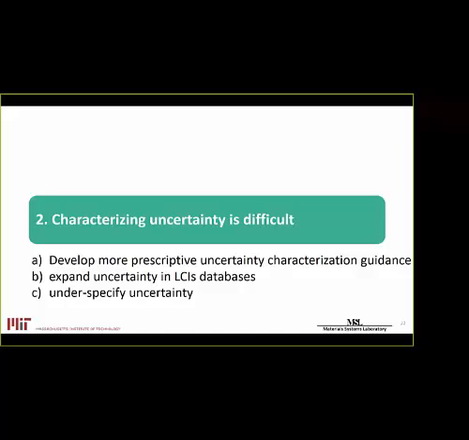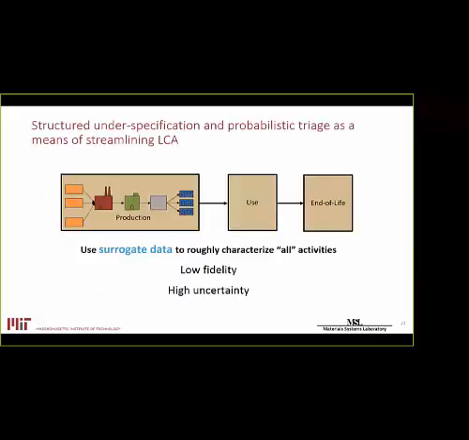So the first two solutions there, about developing more prescriptive uncertainty characterization guidance, are definitely helpful, and we can work as a community to do that. Expanding uncertainty in life cycle inventory databases is important. But this last topic about under-specifying uncertainty is an idea that we have and have been working to test out. And let me tell you a little bit about it. It involves actually two elements. One we call structured under-specification, and the other is probabilistic triage.